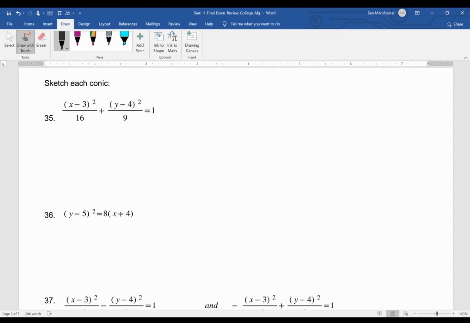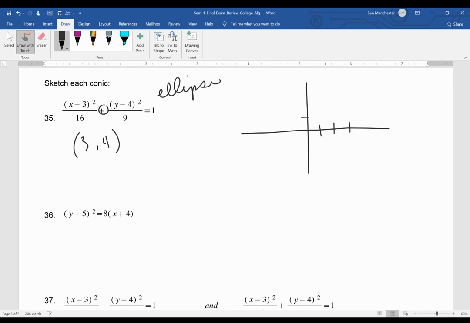So we're asked to sketch some conics. So let's go ahead and do it. This one, hopefully you know, is an ellipse because it has a plus in the middle of this thing. So we put on our axes. This one has a center at 3, 4. 1, 2, 3, 1, 2, 3, 4.